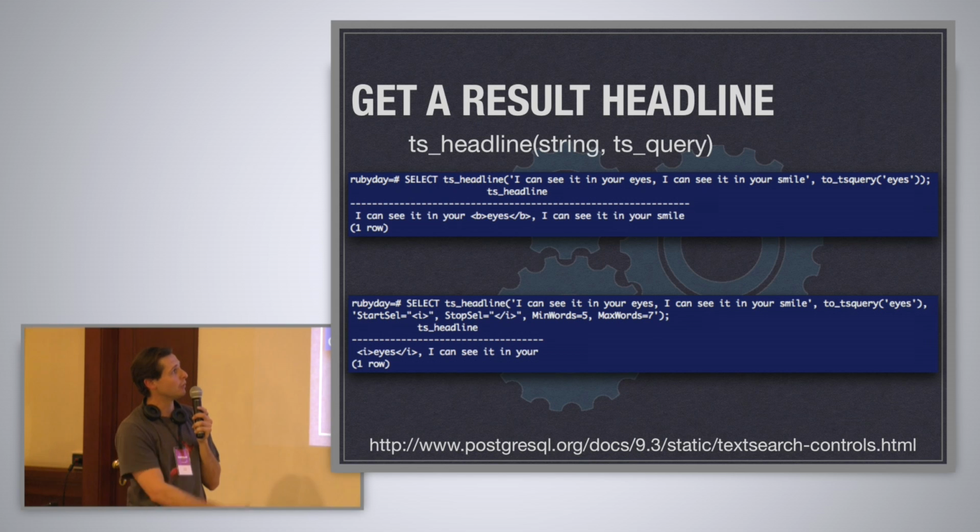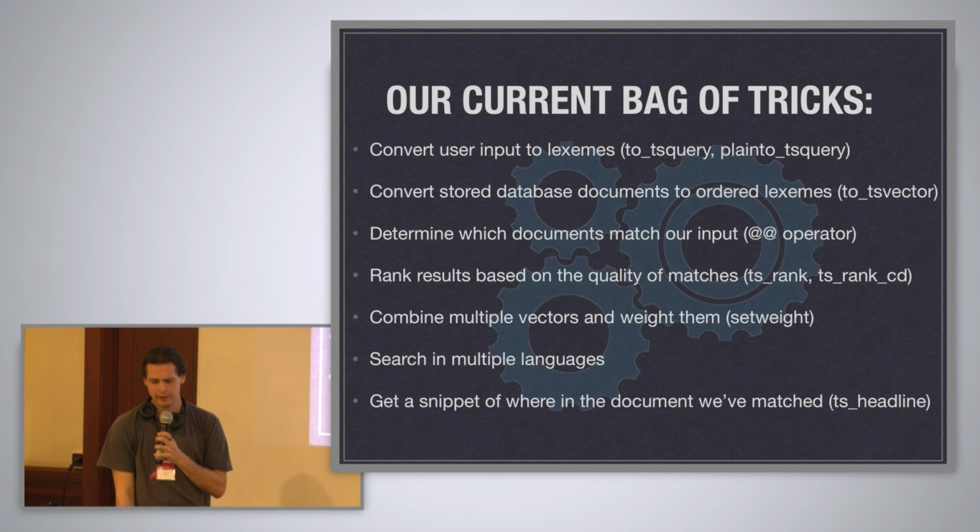And it also takes a min words and max words argument. So we can specify that the snippet that comes back is between 5 and 7 words. And this function is actually really well documented, so you can check out the docs if you want to learn more.